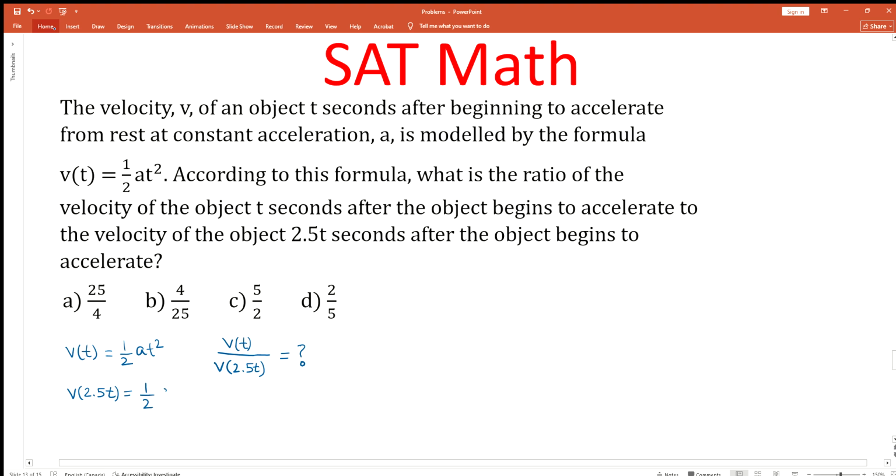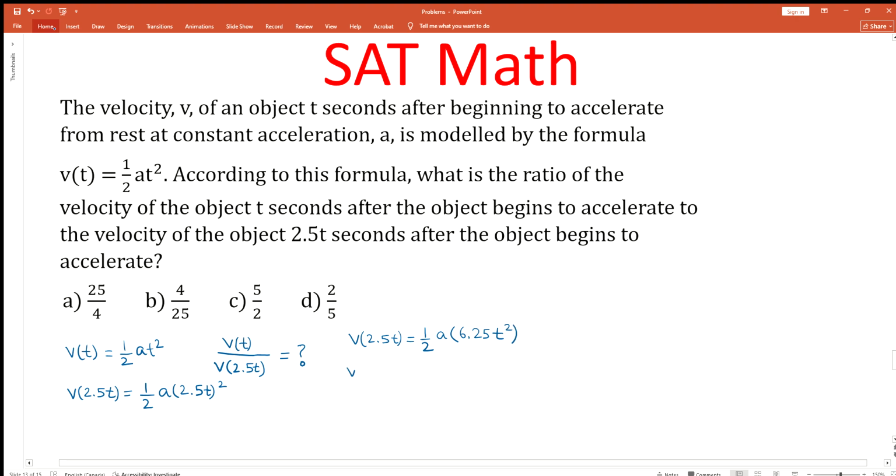I get half times a times 2.5 t squared. In the given formula, the square is on t, so that's why we put the square on 2.5 t, because we are replacing t with 2.5 t. We can simplify the expression on the right side. We can apply the square to 2.5 and t. Square of 2.5 is equal to 6.25, and square of t is equal to t squared.